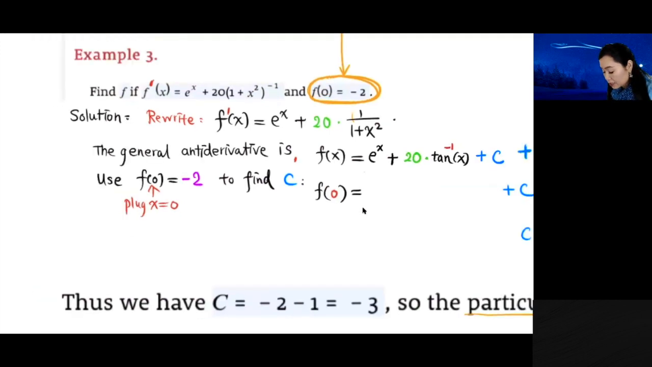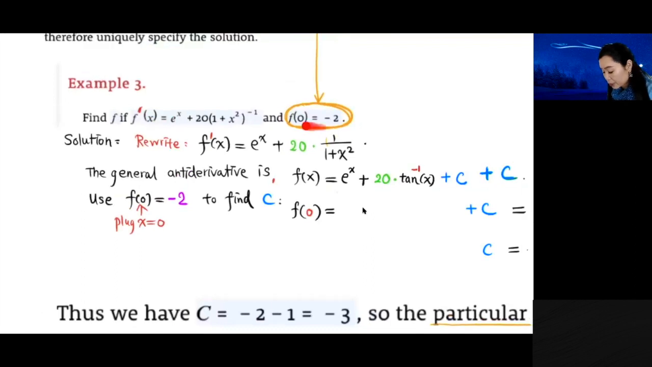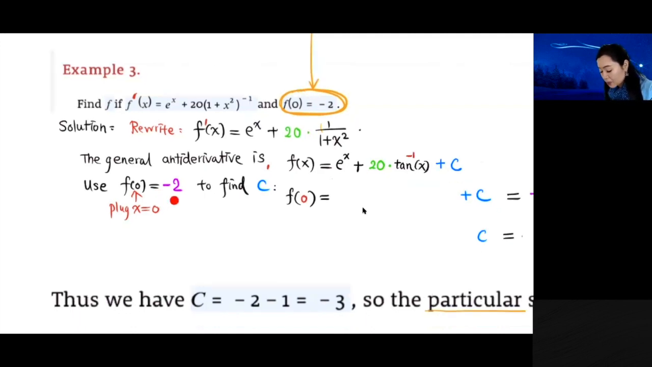Now if they don't give you this extra condition right here, then you're done. This is the most general antiderivative. However, they give you this extra condition over here, and they want you to find this function f. Then you have to use this information to find this constant c. So over here, they give you this extra condition. Then you need to use that extra condition to find this constant c right here. And how do we do that? Well, you just use this.